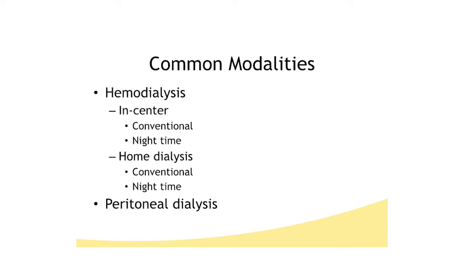So all of dialysis uses a process of ultrafiltration and/or diffusion, either separately or complementary to each other. The dialysis modalities that I'm going to talk about today are hemodialysis or peritoneal dialysis. These are the two main differences. Under hemodialysis, you can do in-center treatments via conventional dialysis, three times a week, or nighttime dialysis. Several units around the city have nocturnal hemodialysis. Or you can go on home dialysis, and there are conventional and nighttime modes of that as well.